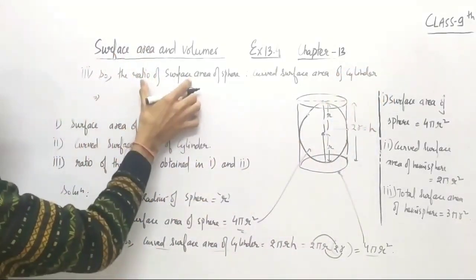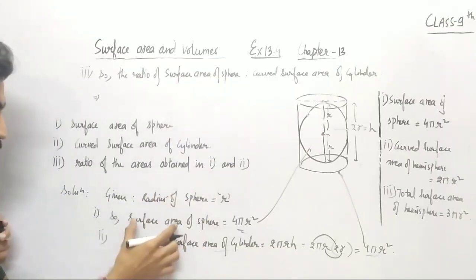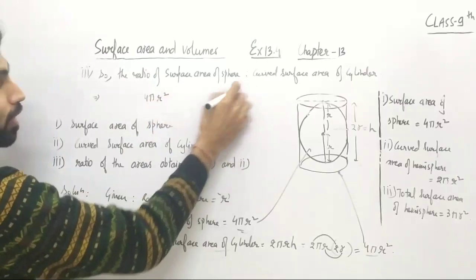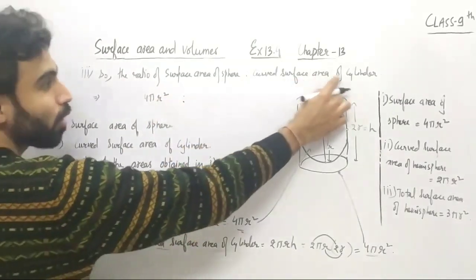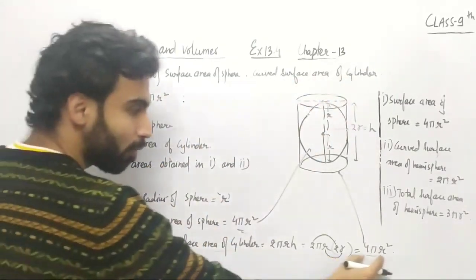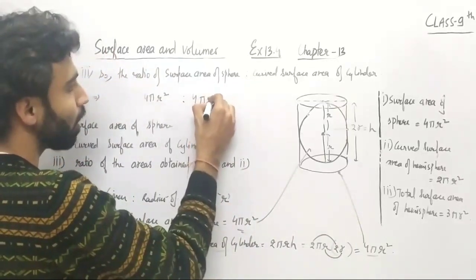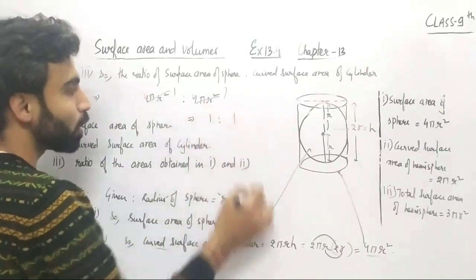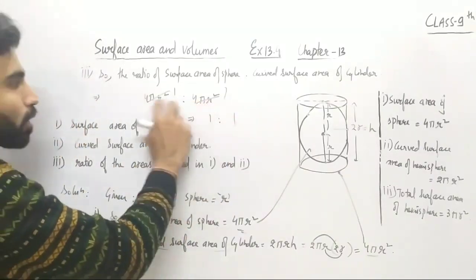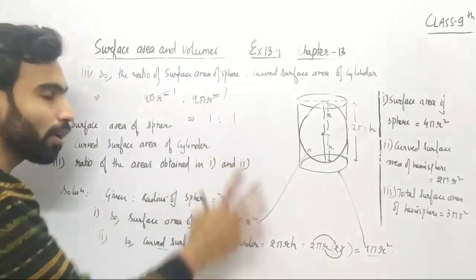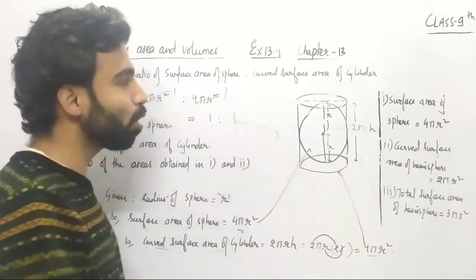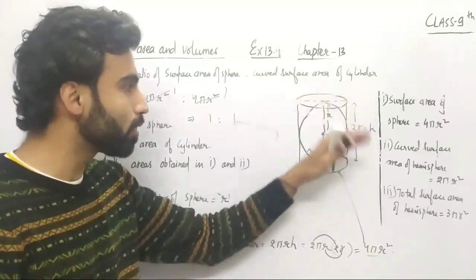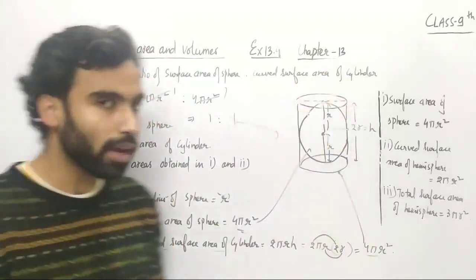So you can see here, the surface area of the sphere, what did we calculate? That is 4 pi r square. Then the sign of ratio. Then the curved surface area of the cylinder. You can see again we have calculated it as 4 pi r square. So these will cancel out each other. So there will be 1:1, right? Everything cancels out, it is the same value. So 1:1. That will be the ratio of the surface area of the sphere and the curved surface area of the cylinder. That is what we had to calculate in the last part, right?